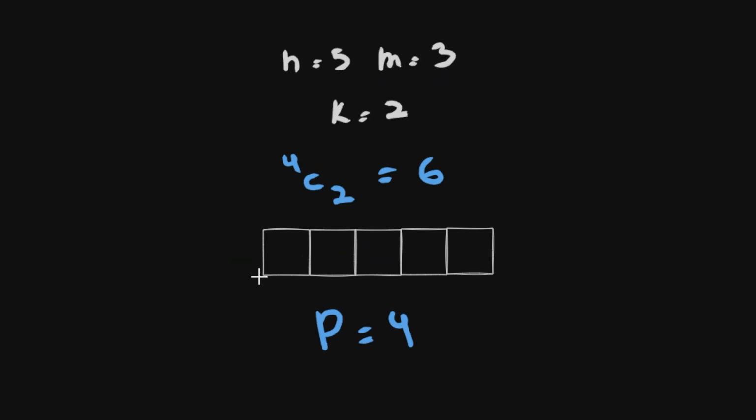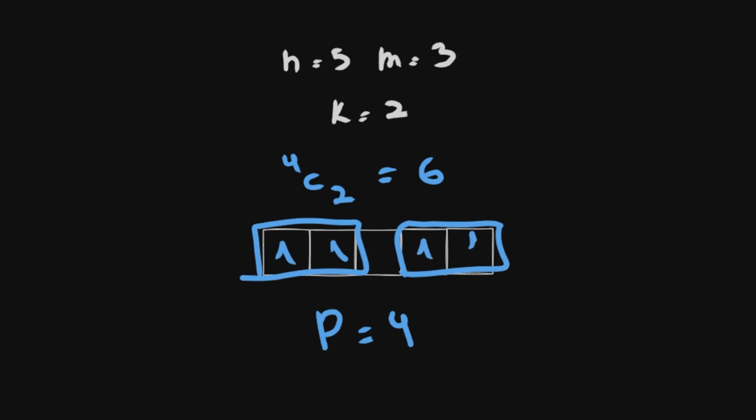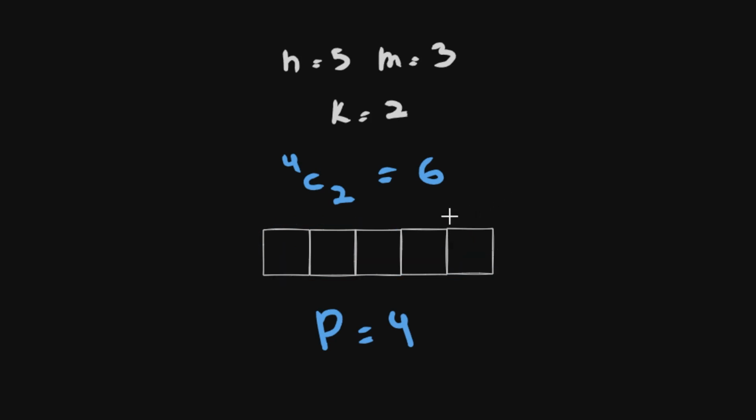So for example, we need to do this combination with 1, 1, 1, 1, and we also need to do this with 2, 2, 2, 2, and so on. So I think now you get the idea. And what this means is we need to multiply this with m. So here we do 6 times 3, this is 18.